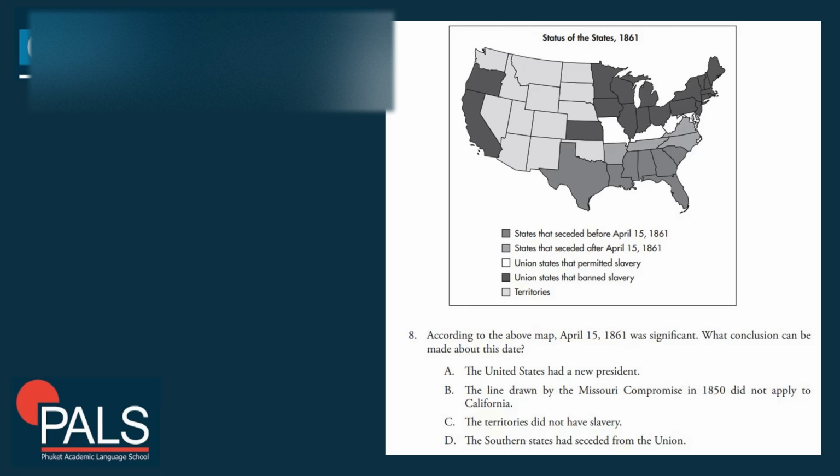Although it seems we could draw the line that California was not affected by the Missouri Compromise line, it doesn't offer a complete explanation. The territories did not have slavery, C, does not make any sense because it's clearly showing that there are states that permitted slavery even after 1861, the Union States in the white section in the center. And A, the United States had a new president, that is not indicated anywhere on this map.